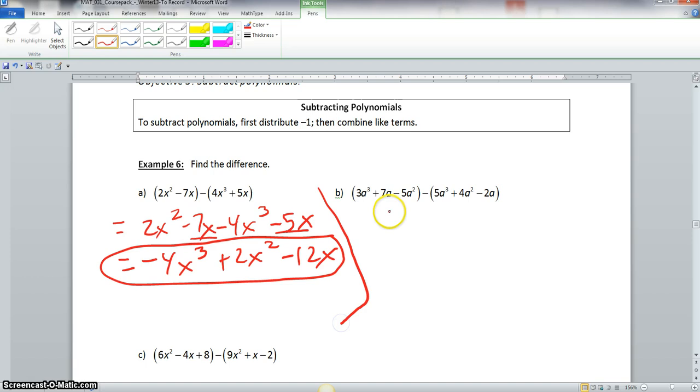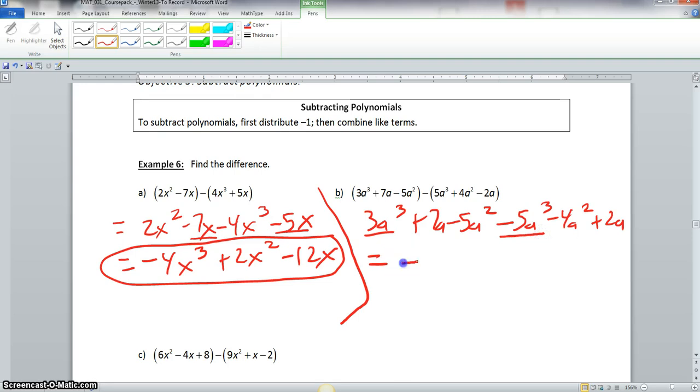Now we go here to B. B is the same setup. We add 3a cubed plus 7a minus 5a squared. And then we just change the sign of everything inside this parenthesis. So we have a minus 5a cubed minus 4a squared plus 2a. Now we combine our like terms. 3a cubed minus 5a cubed is a negative 2a cubed. Negative 5a squared minus 4a squared is a minus 9a squared. And 2a and 7a is a positive 9a.